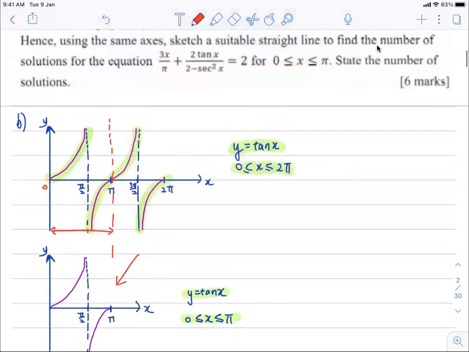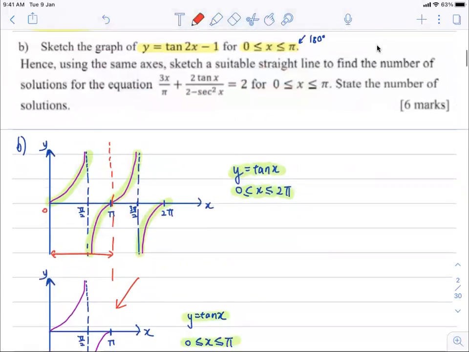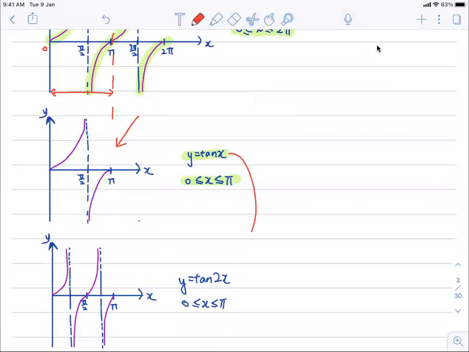But it's still not the end yet. What we want is tangent 2x minus 1. So from tangent x to tangent 2x, when we add a 2 inside, it means to multiply the graph by 2 times. Notice in the graph here, before this is just one set of line, and then for y equal to tangent 2x, the line pattern is repeated 2 times. So this is y equal to tangent 2x for the range x between 0 and pi.